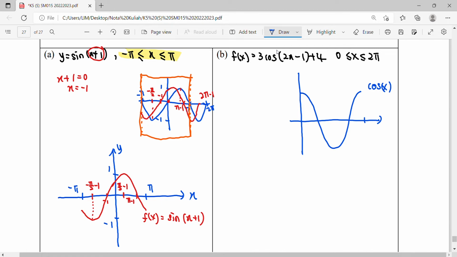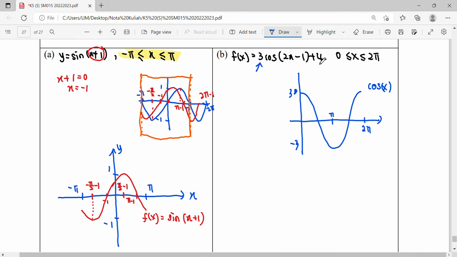So one period we are up to 2 pi and pi. So what happened to the function? You can see this is 3, means original amplitude is 1 and negative 1. When you multiply by 3, means here the amplitude will become 3 and negative 3. So this is amplitude.